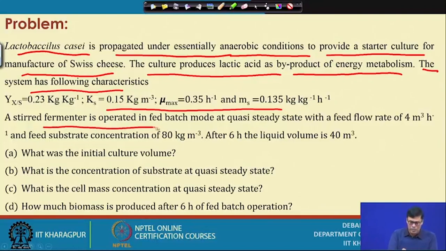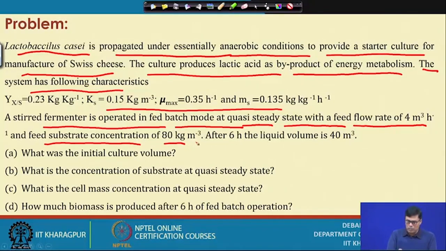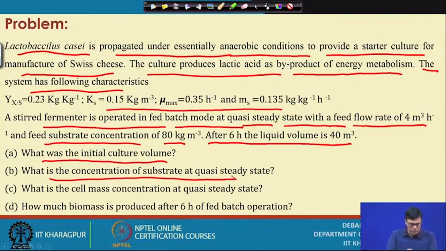The stirred tank reactor is operated in fed batch mode at quasi steady state with a feed flow of 4 cubic meter per hour, and feed substrate concentration of 80 kg per cubic meter. After 6 hours, the liquid volume is 40 cubic meter. What is the initial volume of the culture? What is the concentration of the substrate at the quasi steady state? What is the cell mass concentration at the quasi steady state? How much biomass is produced after 6 hour fed batch operation?